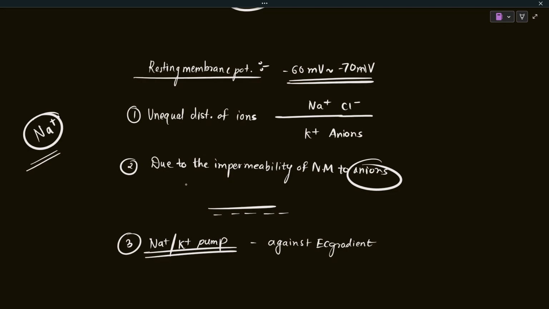So with this we are done with the resting membrane potential part. In the next lecture we will learn about the action potential, and in upcoming lectures we will see how the nerve impulse is conducted, and other properties such as depolarization, hyperpolarization and repolarization of membranes. Till then, see you. Bye bye.